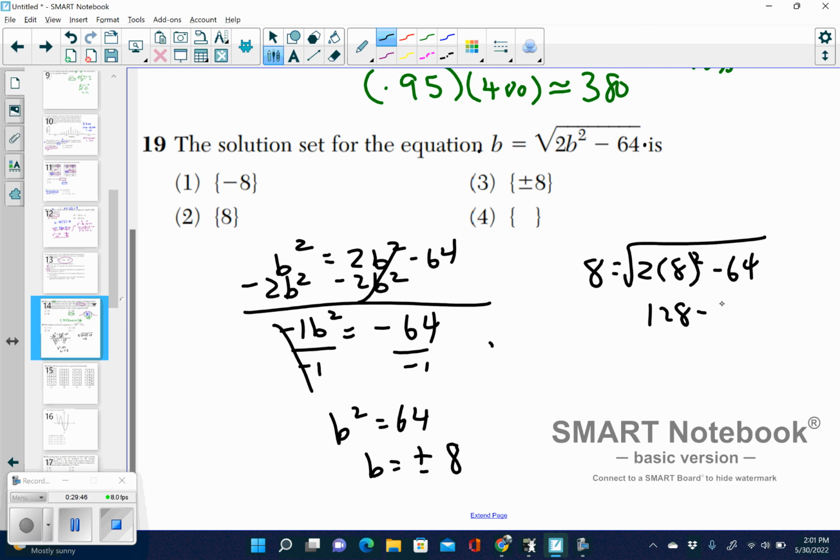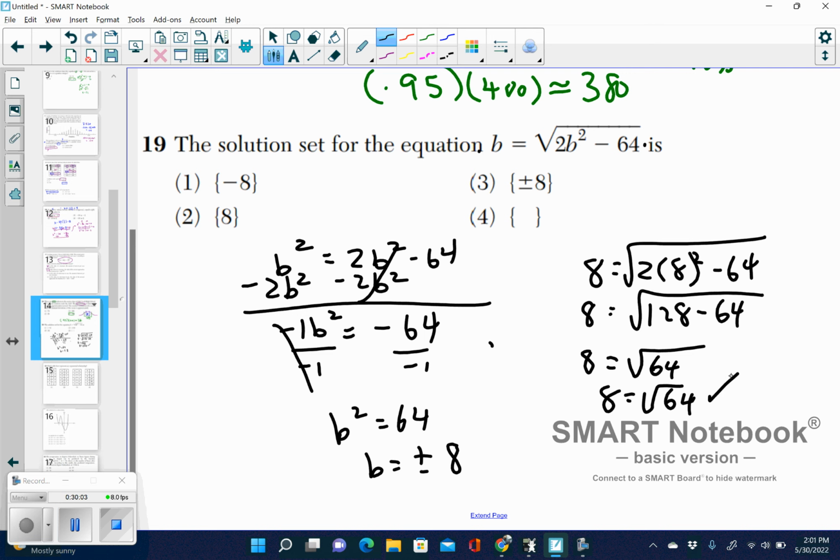We forgot the square root symbol, minus 64. So I have this. Does 8 equal the square root of this? So I have the square root of 64, because 128 minus 64 is 64. And 8 is equal to the square root of 64.